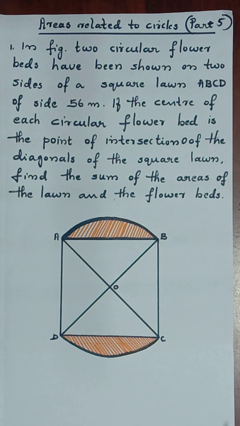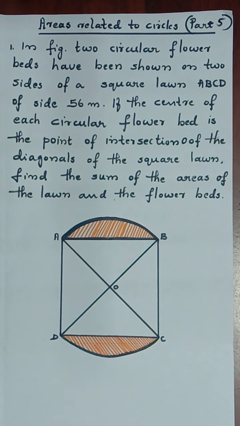Good morning students. Today we will be discussing areas related to circles, part 5. Here you can see some combinations of figures, and we have to find out areas of the shaded portion or unshaded portion according to the question given. Let us see the first question.